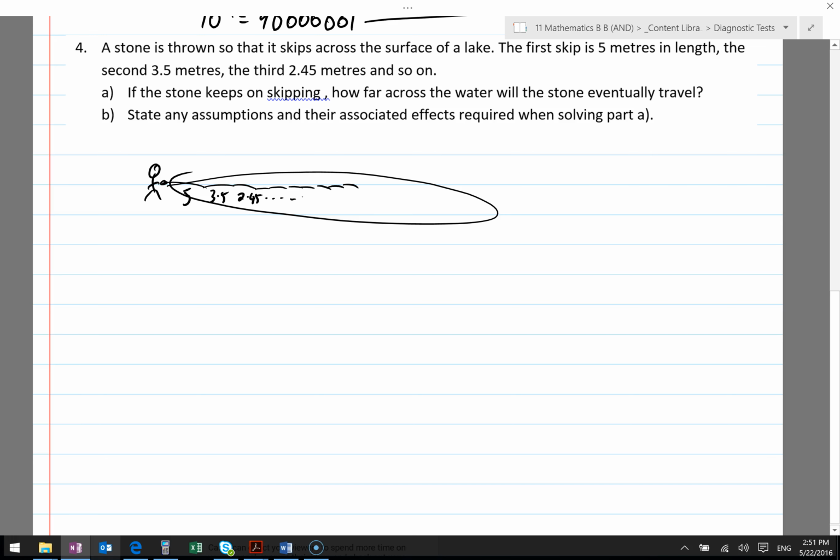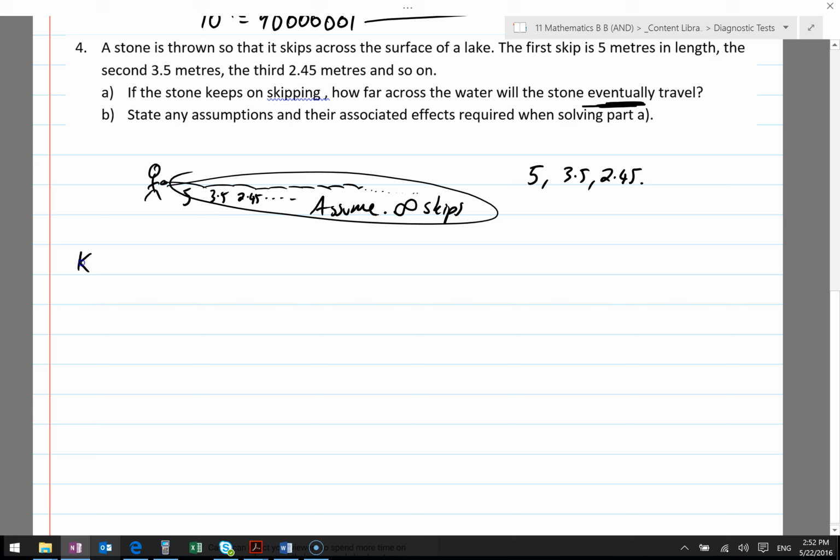What we need to find is, if the stone keeps on skipping, how far across the water will it eventually travel? That doesn't tell us how many skips there are, so we're going to assume that there's an infinite number of skips. Okay, so let's have a go at this. Our sequence is 5, 3.5, 2.45.